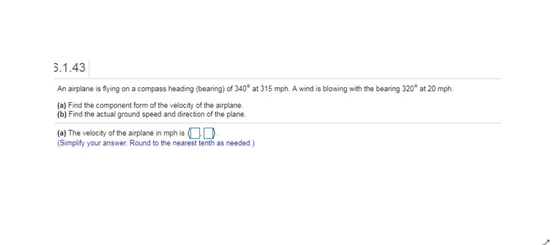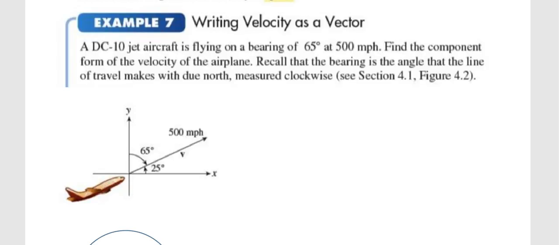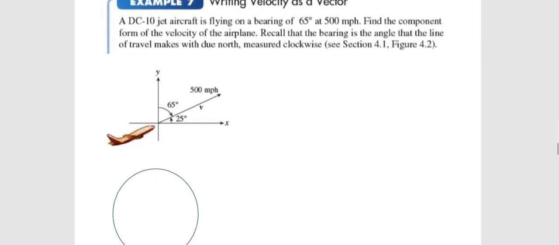This is a Math Excel question. It looks like 6.1.43. An airplane is flying on a compass heading. Okay, so we haven't gotten to this question. So we're going to save this question and come back to it as soon as we do our notes on this question, to get familiar with what's called the bearing scale.